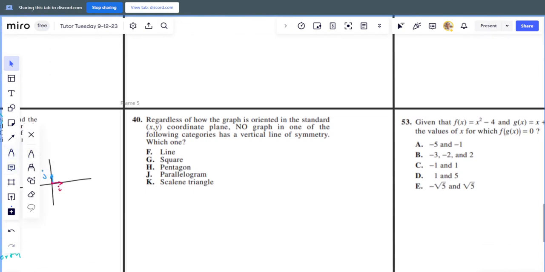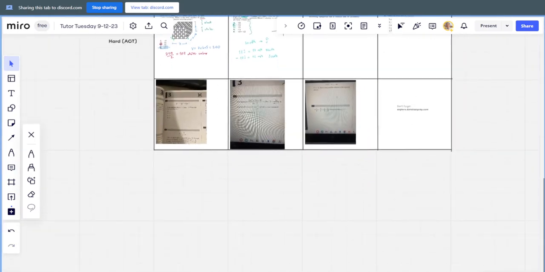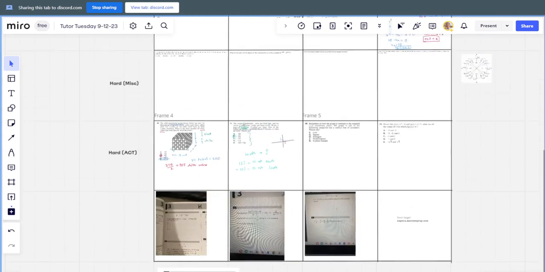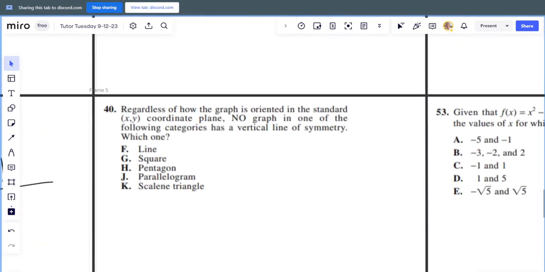Let's move into number 40 here, which I'll paste for you in the chat. Okay, nice, we got a good collection of problems here. I'll paste in the next problem. Number 40, ACT problem. Regardless of how the graph is oriented in the standard xy coordinate plane, no graph in one of the following categories has a vertical line of symmetry. Which one? Oh no. What do you guys think?